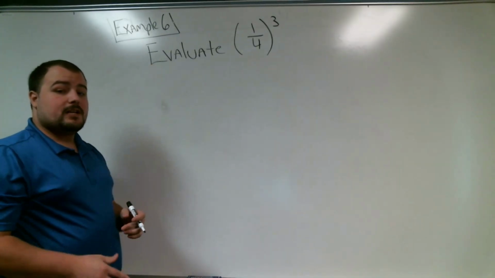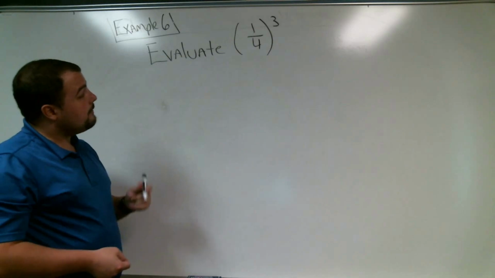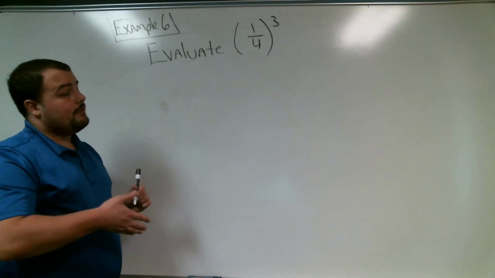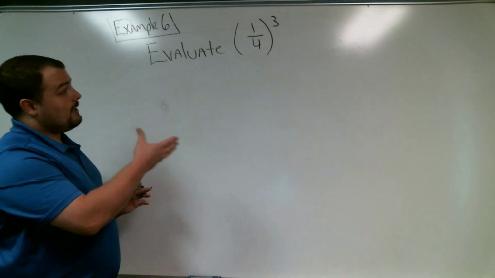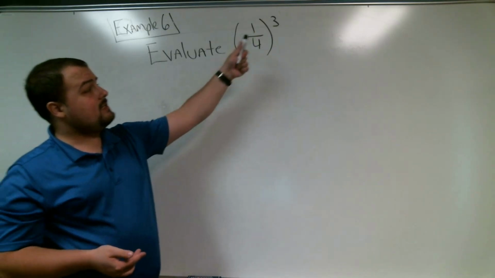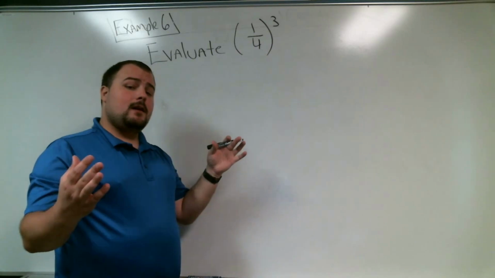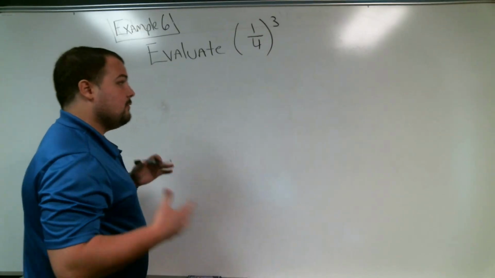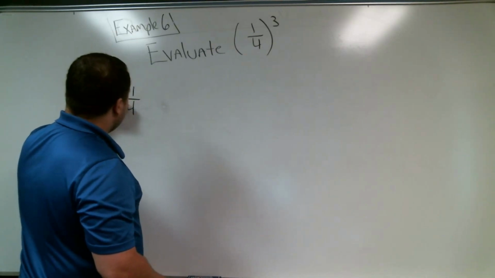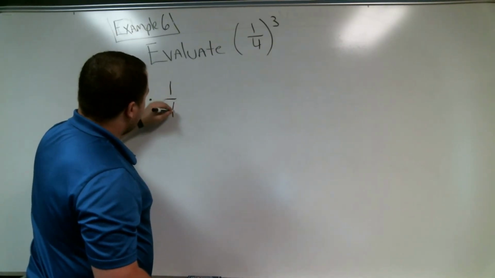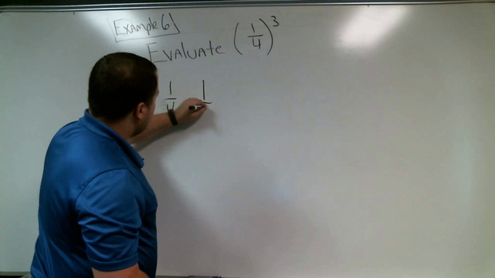For example 6, go ahead and pause the video, copy this down. This says we're going to evaluate 1/4 to the 3rd power. I'm going to approach it just like we did the previous one. Right now it's written in exponential form because it has an exponent. My job is to expand it out and then solve it mathematically using rules that I've known from past. So I have 1/4 times 1/4 times 1/4.